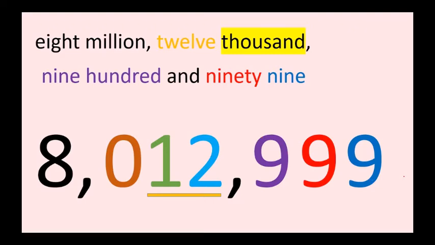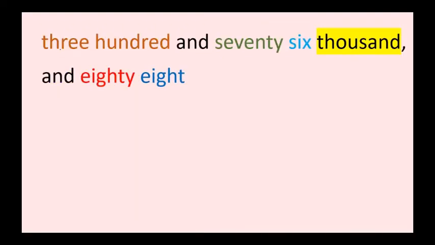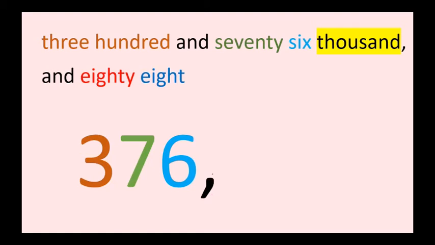12,999. Easy. Next, 376,088. So 376,000. What's the first number? We have 3. Good. 76 we write as 7 and 6. Good. Our little comma to show we've finished with our thousands. And then 88. Okay.